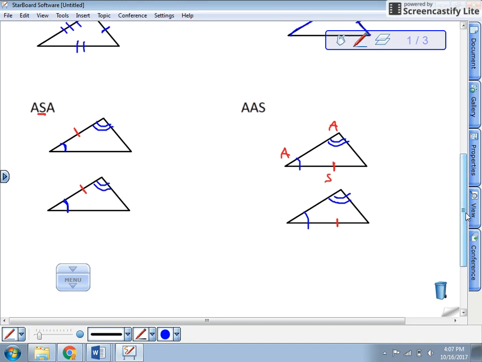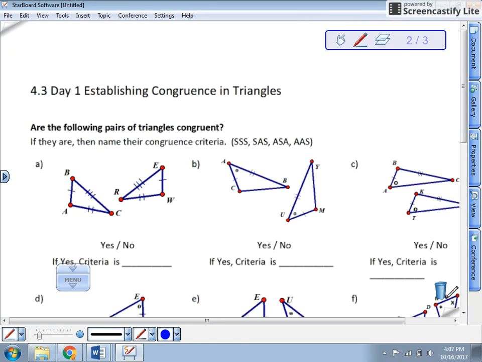And I'll even make a little note. If you want, you can call it side, angle, angle. But again, it's really important to know the difference: the side is not in between the two congruent angles. But if you have two congruent angles and a side, you know the triangles are congruent. Just got to label them right.